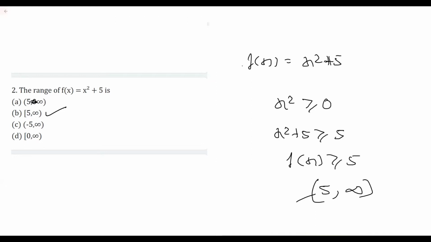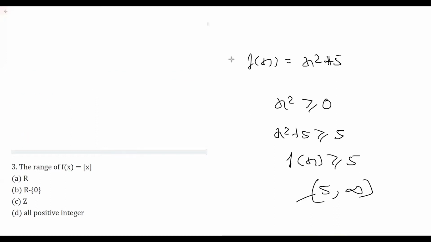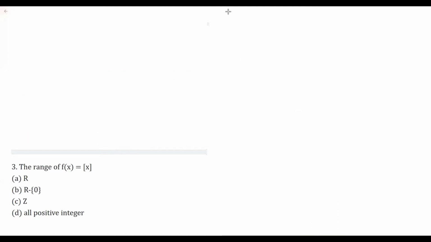Now let's see the third one over here. So if I clean the board before doing the third. So in the third question, what is it? It's a greatest integer function, right? This is box x, not modulus x. So for the greatest integer function, we have to find the range. So let's say f(x) is equal to box x, that's the greatest integer.